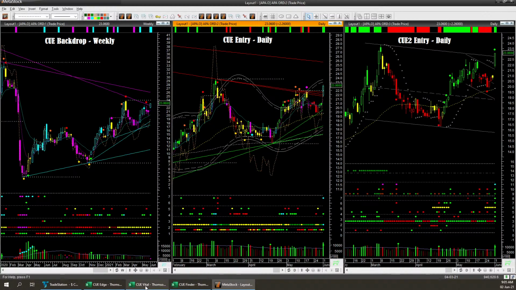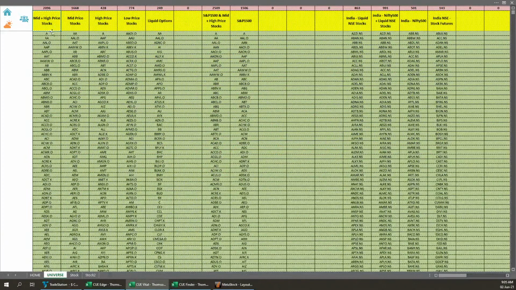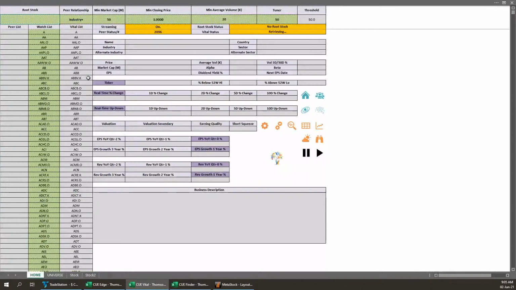Now let me demonstrate one more thing. Let's go to QVital, go to Universe. Usually we are regular traders, usually would not like to focus on low price stocks. Neither do we want to trade stocks that are not liquid. So this list, mid and high price stocks, liquid stocks, this is a good list to use for stock trading or options trading. About 2100 stocks. Let's calculate their score. It is connecting with Refinitiv, and now they are all liquid, all mid price, high price stocks.